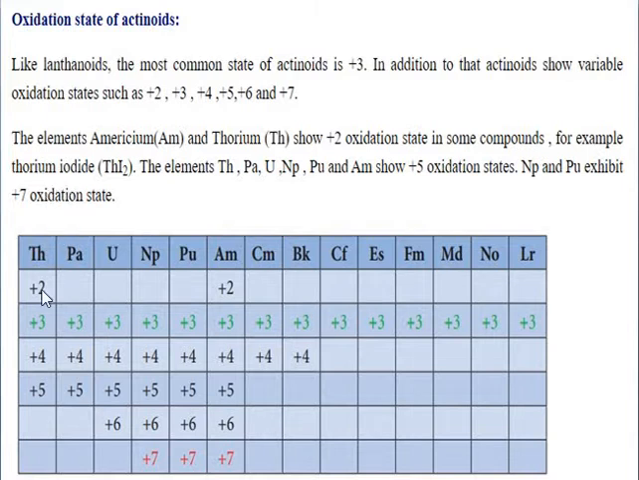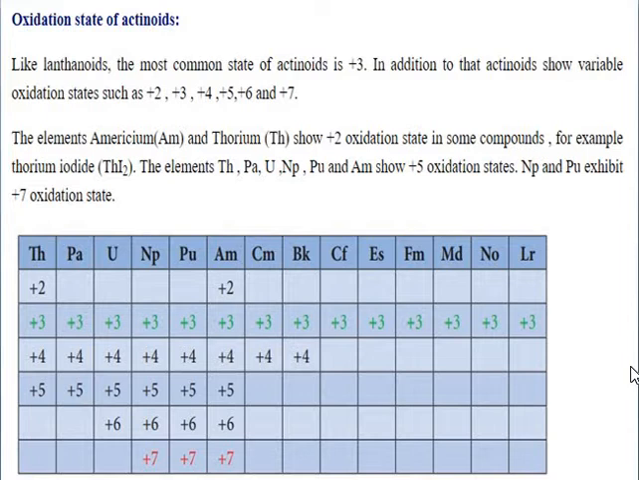Thorium iodide shows +2. The elements thorium, protactinium, uranium, neptunium, plutonium, americium show +5 oxidation states. Neptunium and plutonium exhibit +7 oxidation states in their compounds. This is the oxidation states of actinoids, thorium to lawrencium.